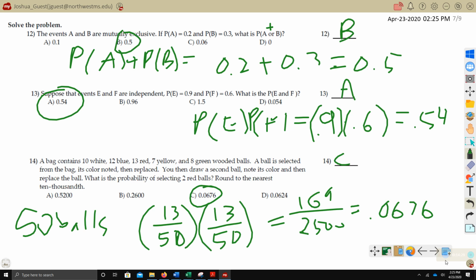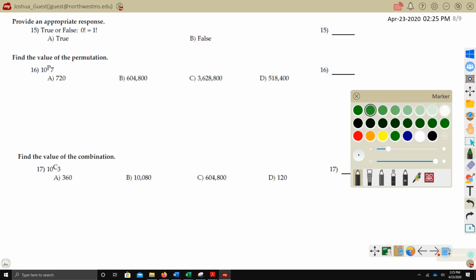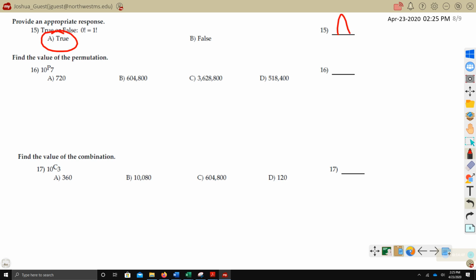All right, so let's go on to number 15. True or false? 0 factorial equals 1 factorial. That is true because both of them are defined to be what? That's right, 1. Both of them are defined to be 1. So that is true. If you recall, 0 factorial equals 1 and 1 factorial equals 1. Those are both defined in the textbook to be 1.